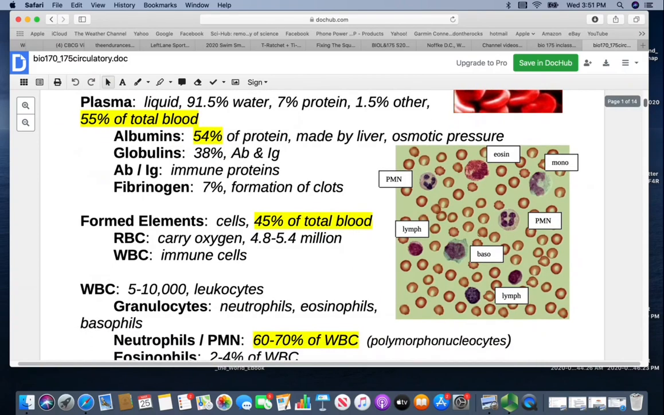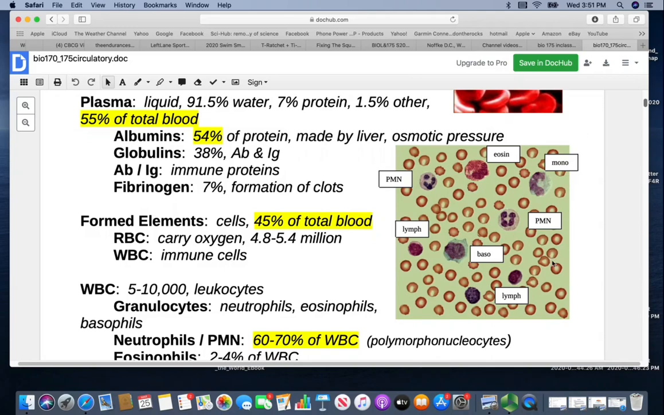When we look at the formed elements, they're 45% of the total blood. The red blood cells are going to be the ones carrying oxygen. You'll have between 4.8 and 5.4 million of those. And then the white blood cells are immune cells.